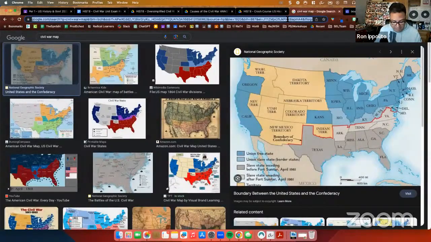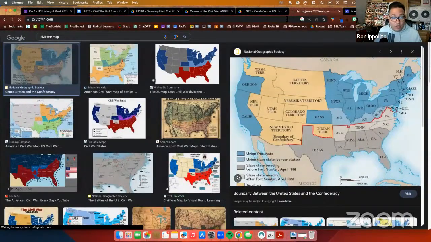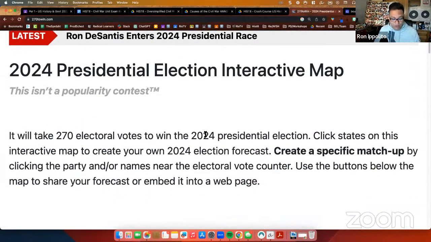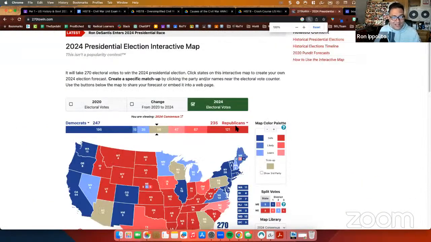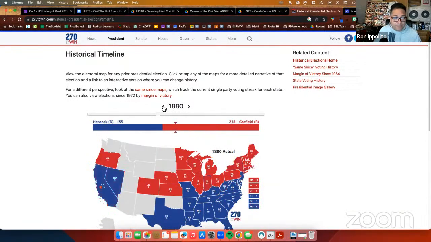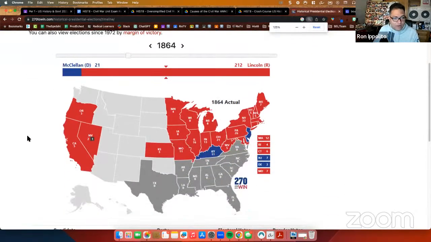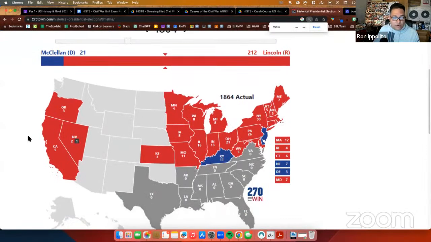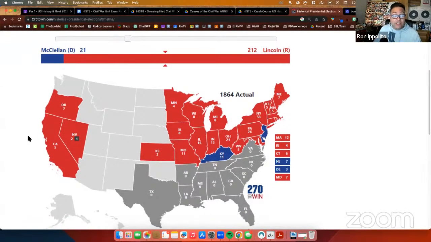And if you don't believe me, we'll go to 270 to win, and we'll go to the electoral map. Let me zoom out a little bit here. Let's go to the electoral map of 1864. And you can see, this might just end up being on the exam, by the way. It's totally going to be on the exam. You can look at the electoral map of 1864 and see how well Lincoln did versus McClellan. Well, he just trounced him.